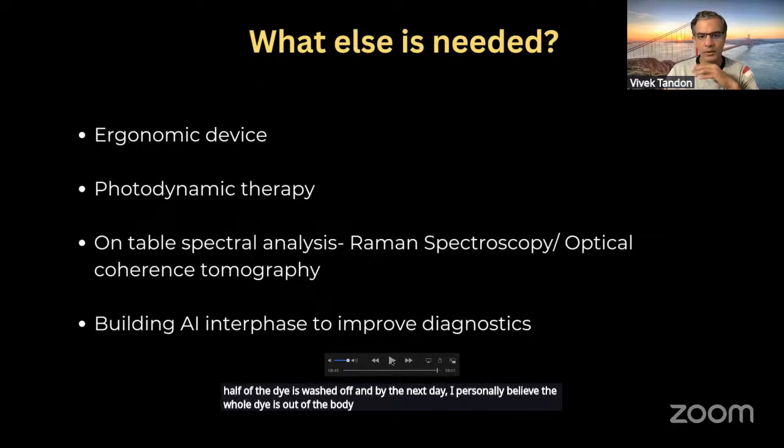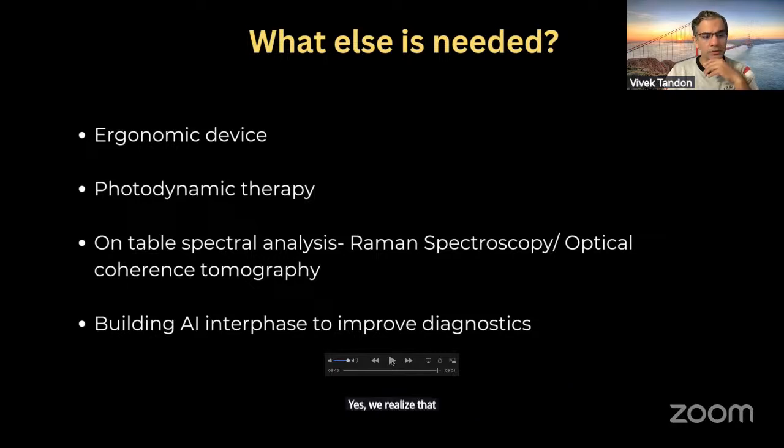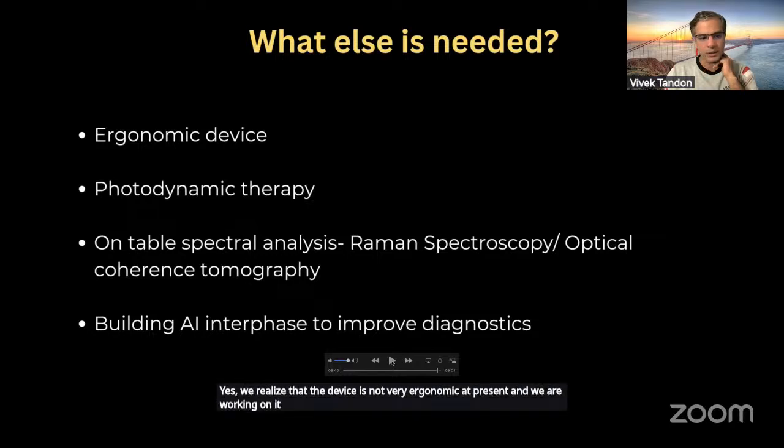So I find it to be a very safe dye. Yes, we realize that the device is not very ergonomic at present, and we are working on it. We will be having a 4th generation device, as I've already told you, by next week.